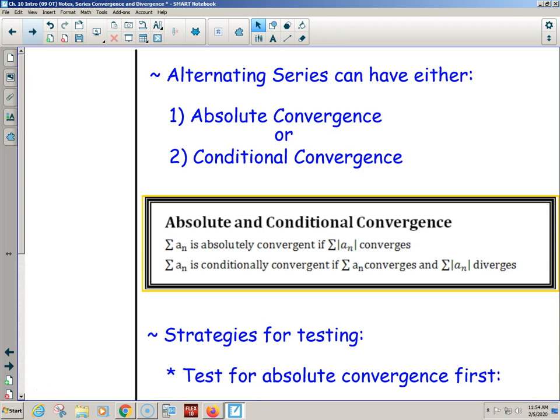Unless the AP explicitly asks for it, unless a question explicitly asks for it, I'm not requiring you to go into depth of what type of convergence. But there are questions that will specifically ask you as to which type of convergence it has.